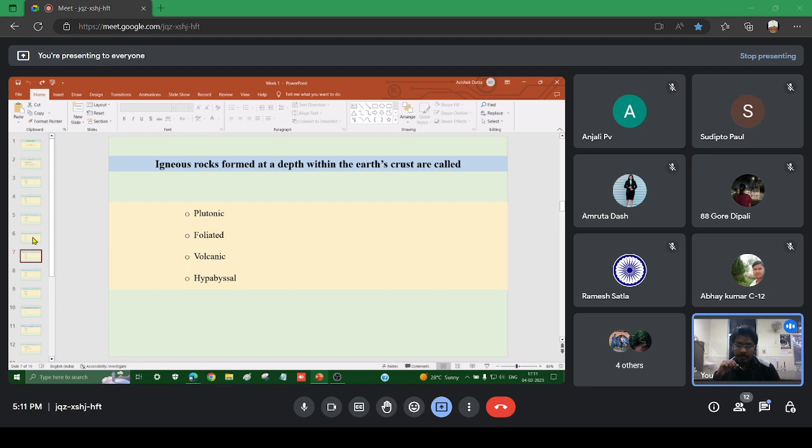I repeat the question. Igneous rocks formed at a depth within the Earth's crust are called. The options are plutonic, foliated, volcanic, hypabasal.